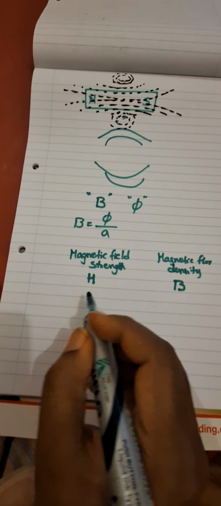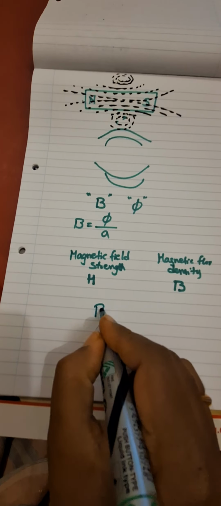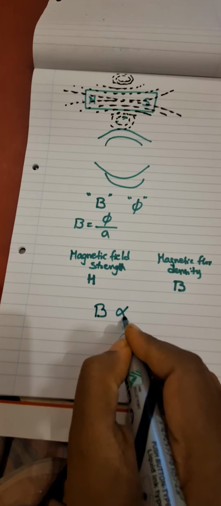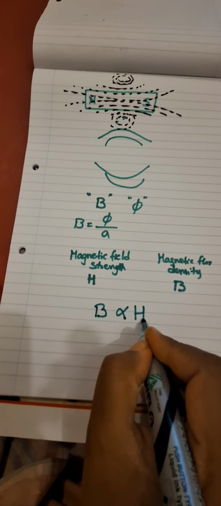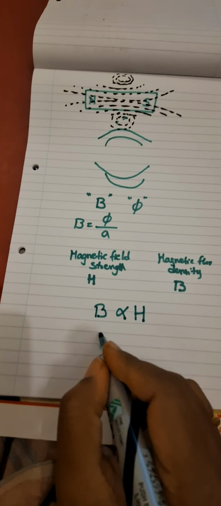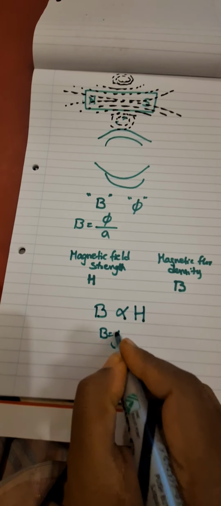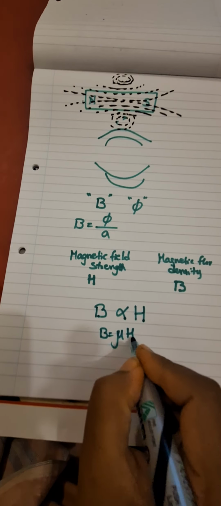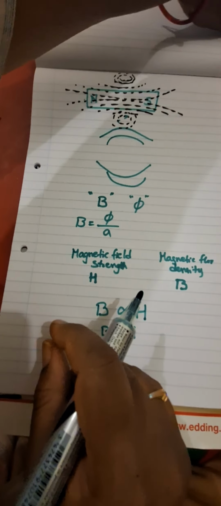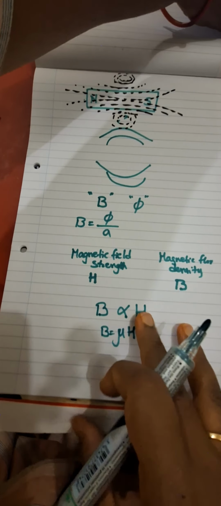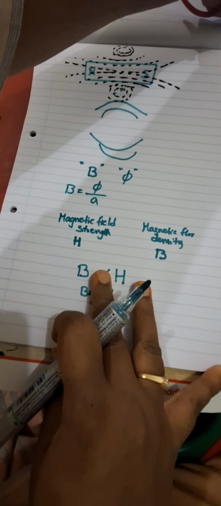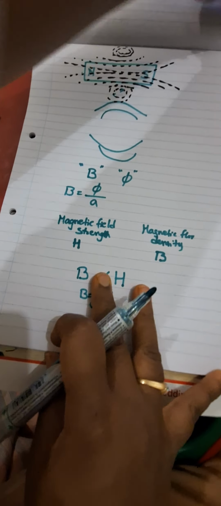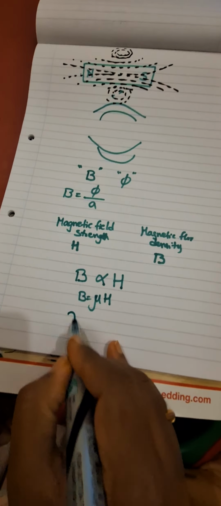Okay, so that's why we can say that the flux density is proportional to the magnetic field strength. To remove that proportionality, we are using mu. Mu means it is the magnetic space constant. Okay, so here we are talking about magnetic susceptibility also.